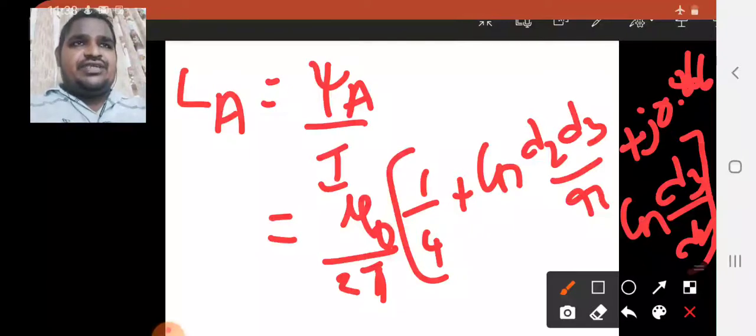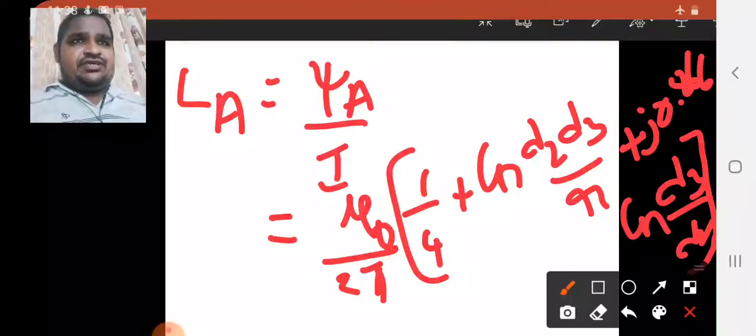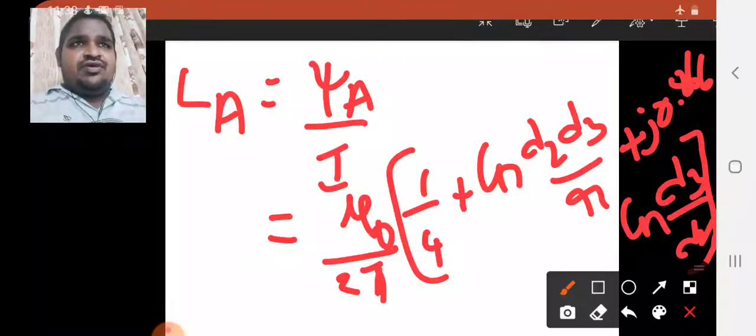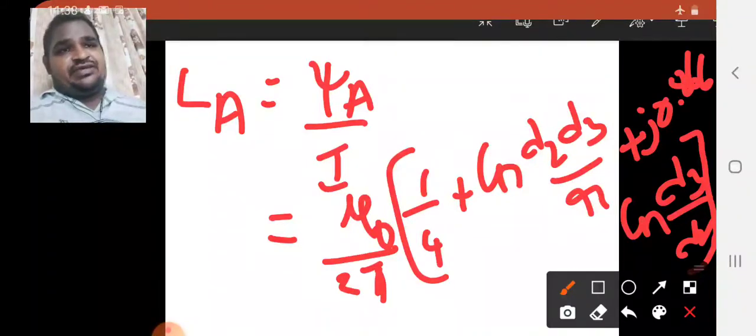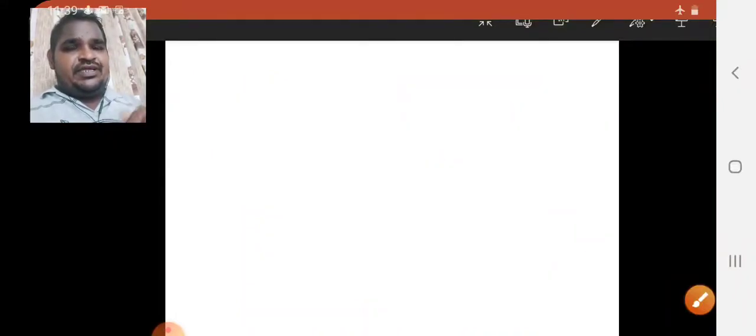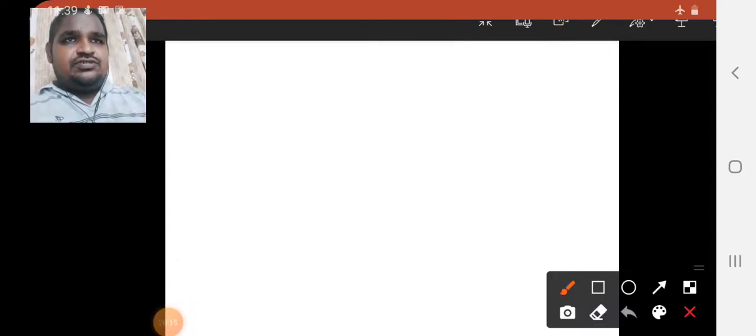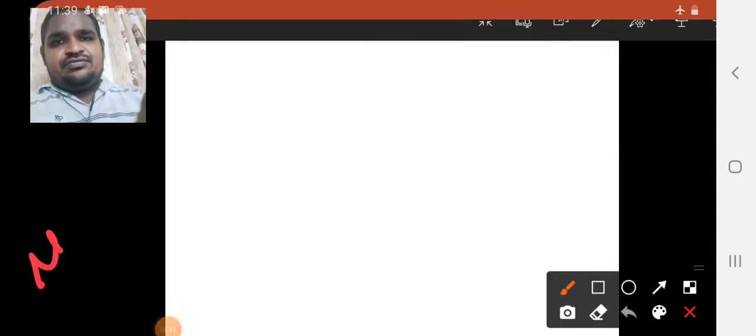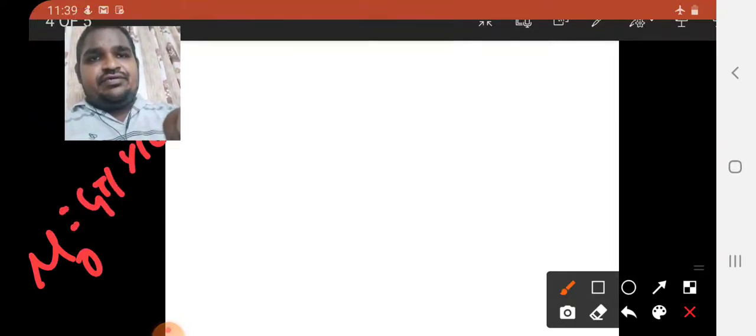Let me take it once again. Moreover, before going to LB and LC, let us substitute the value of mu naught, that is mu naught is equal to 4 pi into 10 power minus 7.